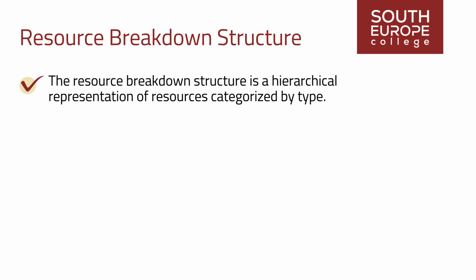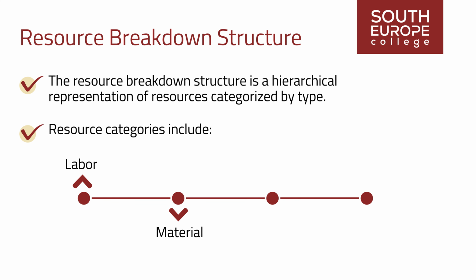The resource breakdown structure is a hierarchical representation of resources categorized by type. Resource categories include labor, material, equipment, and supplies, while types may specify skill levels, grade levels, required certifications, or other project-relevant details.